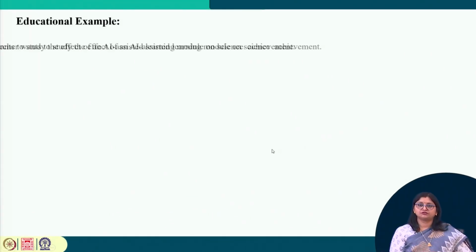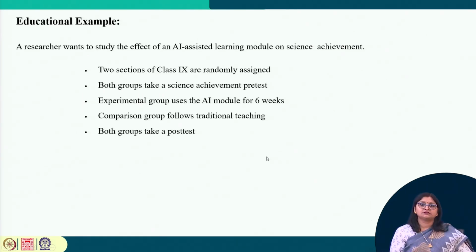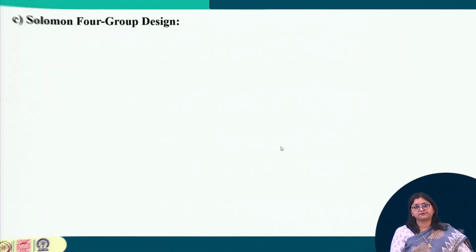So, what is an educational example of this kind of research design? We can take an example like two sections of class 11th that are randomly assigned. Both groups take the science achievement pretest, then the experimental group uses an AI module for six weeks, that is the treatment. The comparison group follows traditional teaching, and both groups take the posttest. We can conduct this kind of study since the groups were made equivalent before the experiment. This is called the pretest-posttest equivalent group design.